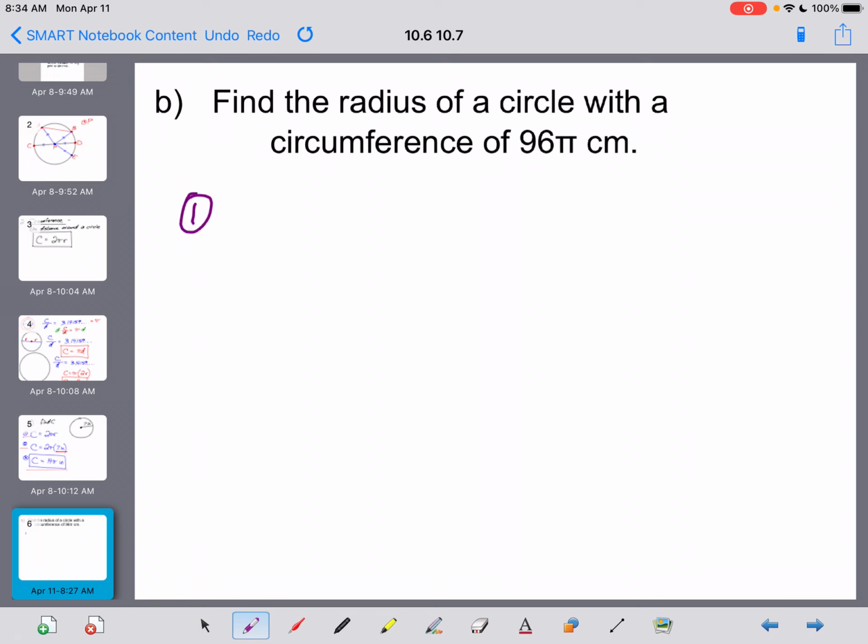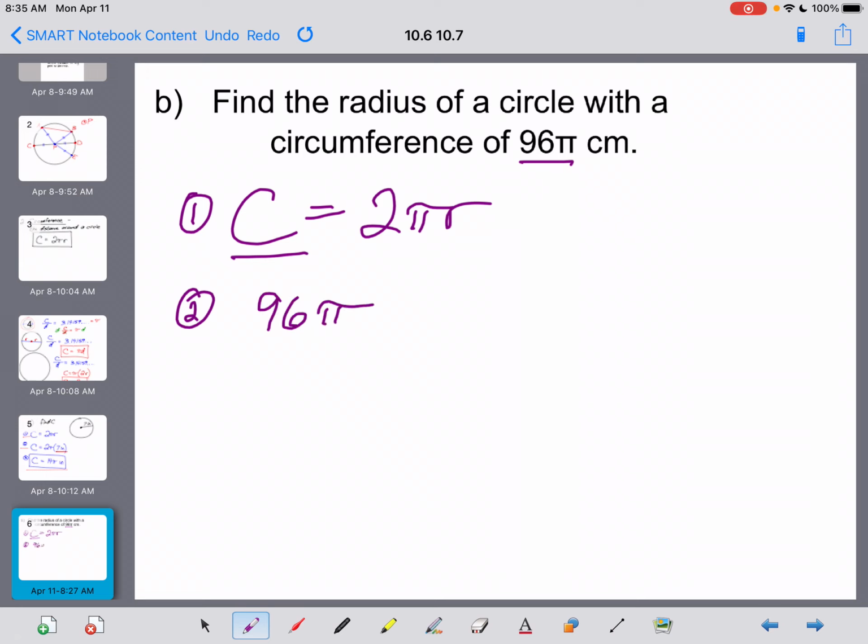Just like always, step number 1 is to write out your formula. Circumference of a circle is still equal to 2 times pi times your radius. And in step 2, we're still going to fill in what we know, the only difference here being we know the circumference now. And you'll notice that circumference has been given to you in terms of pi. That's a really, really nice thing, and you'll see why in just a second.